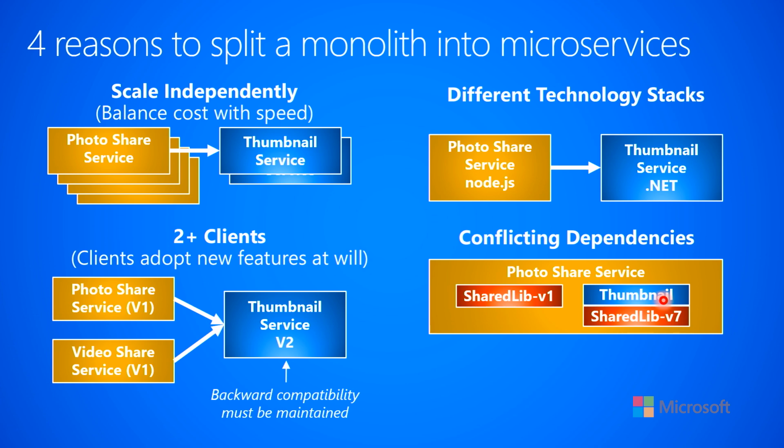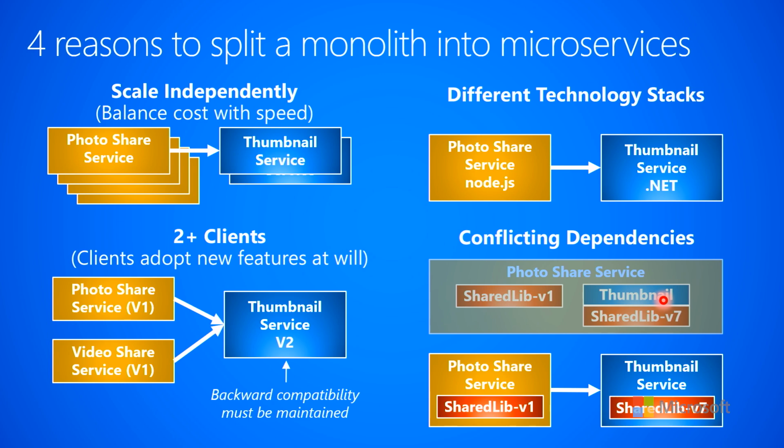But a way that you can solve it is by splitting it apart into microservices. So let's take the photo share service and make it its own service, and it can use the shared library version 1. And let's split the thumbnail service into its own service, and we'll have it use the shared library version 7, and then we can communicate between these two, again, using networking communication in some fashion. These are the 4 reasons why I think it's useful to split a monolith into microservices.